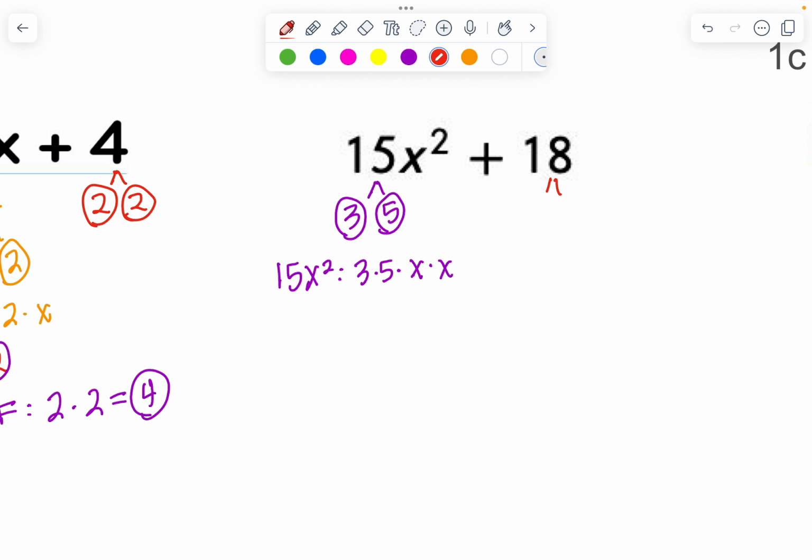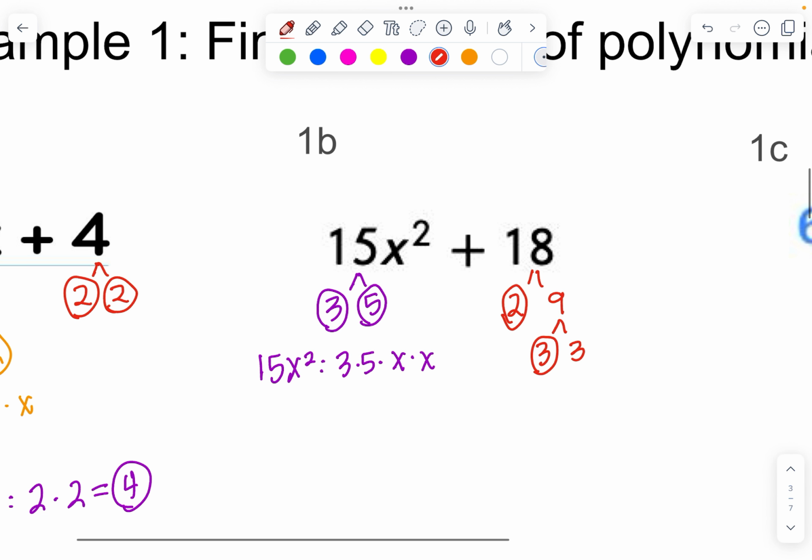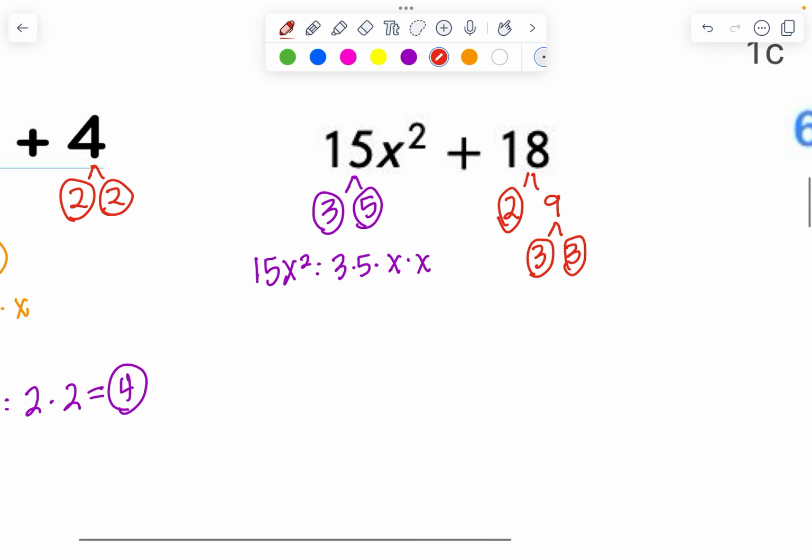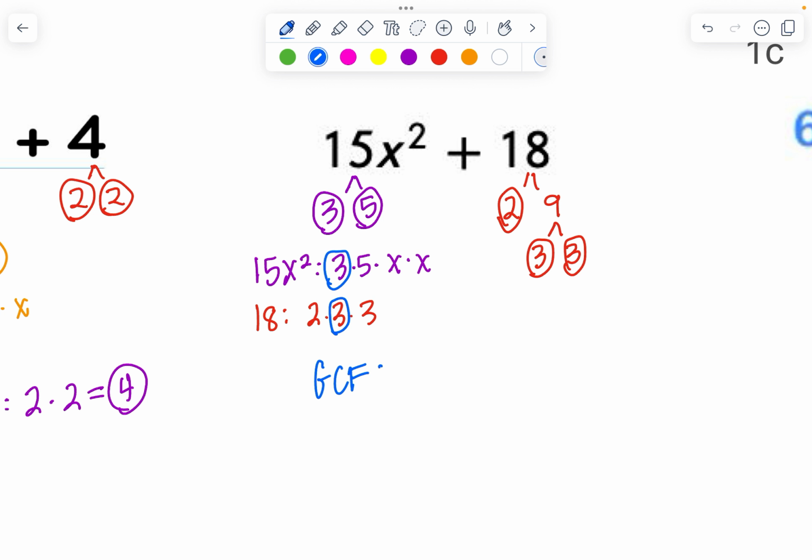18 then, I know I can divide 18 by 2. It's 2 times 9. 2 is prime. 9 can break down into 3 and 3. So 18 then is 2 times 3 times 3. Looking for anything common, the only common thing I see here is 3. So the GCF of 15x squared and 18 is 3.